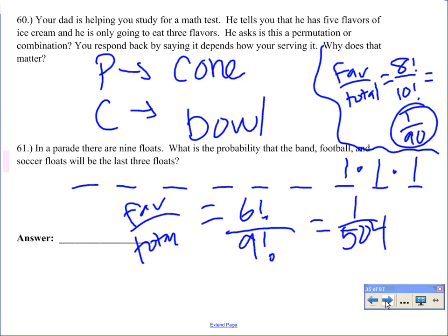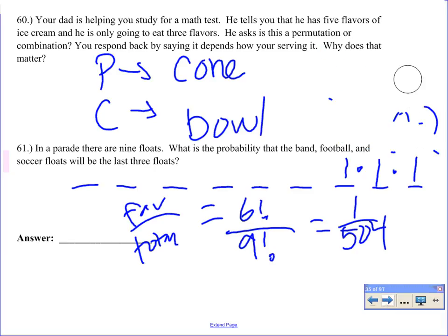Number 60, permutation is cone, combination is bowl. So depending on how you eat the ice cream. 61, the parade problem should be 6 factorial over 9 factorial, which reduces to 1/504. Questions on anything so far? Sam?